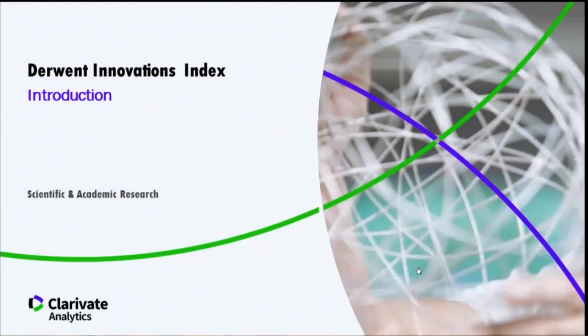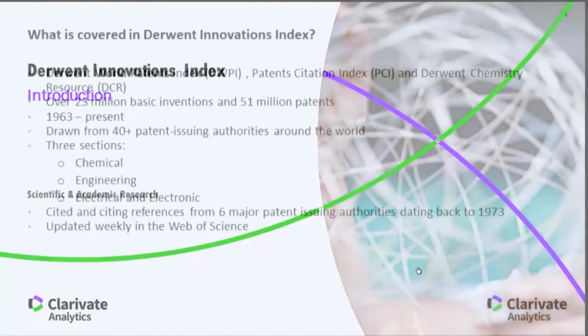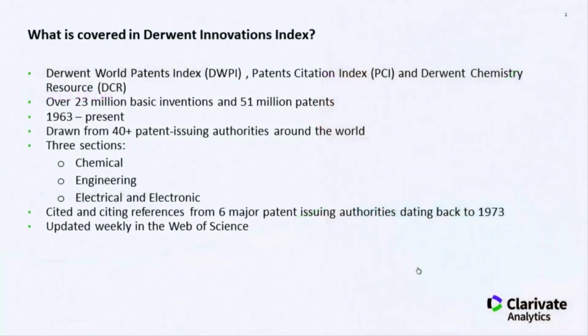Derwent Innovations Index is a database of international patent literature that combines the Derwent World Patents Index, Patent Citation Index, and the Derwent Chemistry Resource. It contains over 23 million basic inventions and 51 million patents. These patents come from over 40 international patent issuing authorities and date back to 1963. The database is divided into 3 general sections: chemical, engineering, and electrical and electronic.